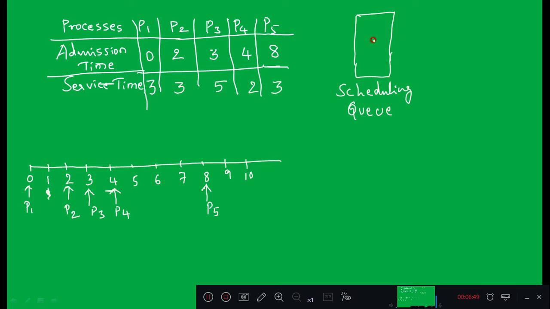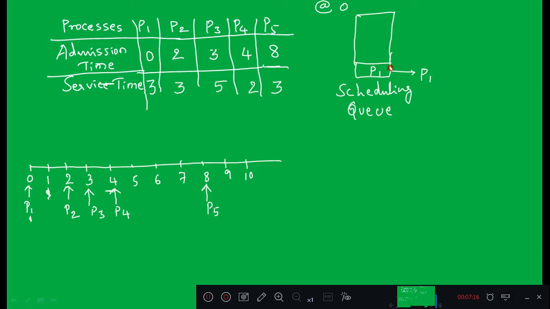So at 0th second, what happens? How many processes are available in the scheduling queue? Only one process, because at 0, process P1 is entering, right? So the operating system doesn't have any process apart from this P1. So P1 is scheduled for 1 second, right?